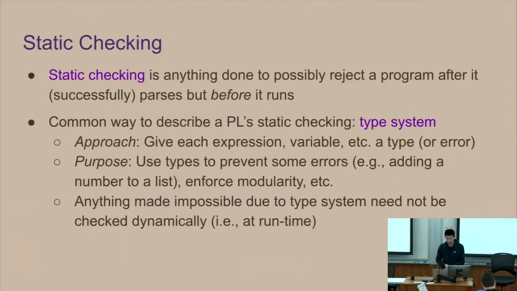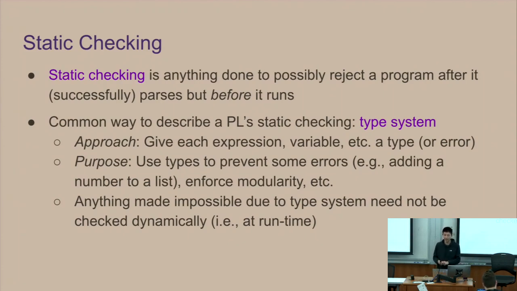Cool. So now is the time to talk about static checking. Static checking is anything done to possibly reject a program after it successfully parses but before it runs. We'll take a look at some examples later. This might be a little bit abstract, but one very small example would be that static checking will reject any program that tries to add an integer to a string or something like that. A common way to describe a programming language's static checking is called a type system.